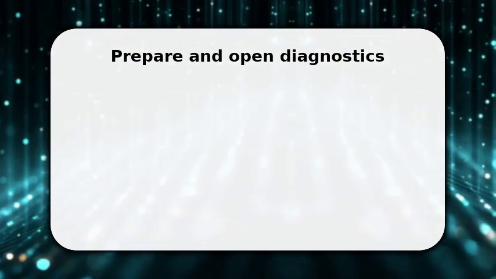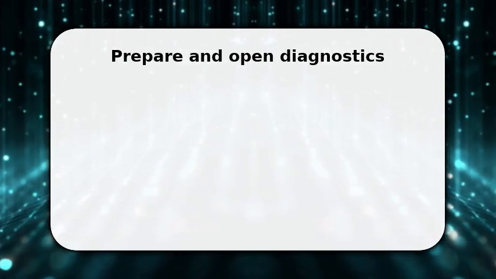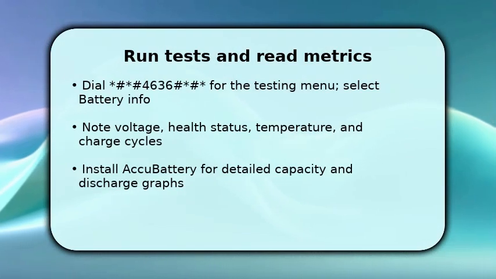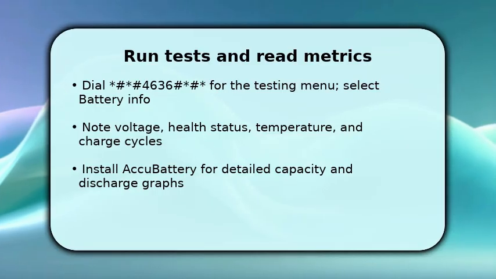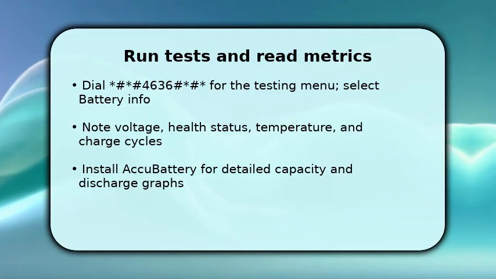Next, run the diagnostics and capture the key metrics. If the dialer code works, open battery info and read voltage, temperature, and health status. These tell you whether the battery reports abnormal voltage or overheating.